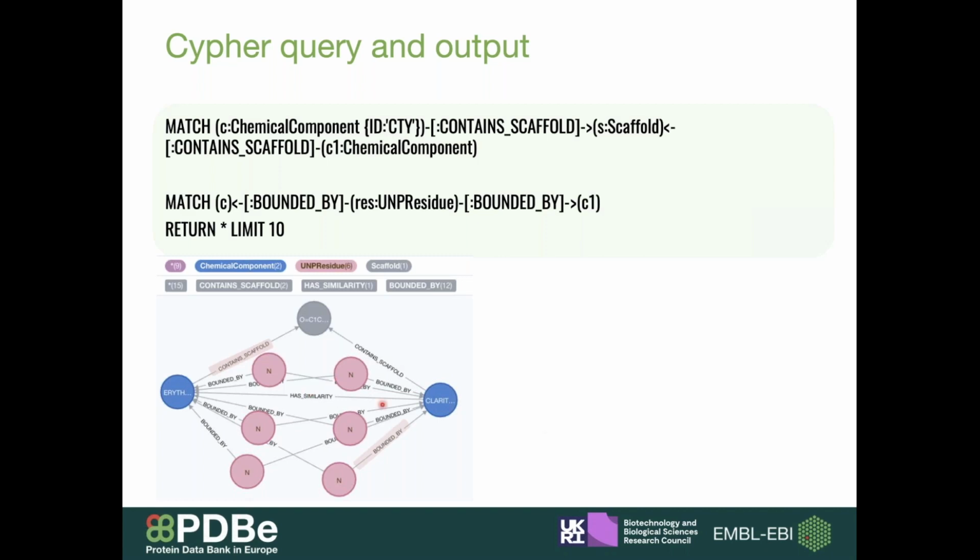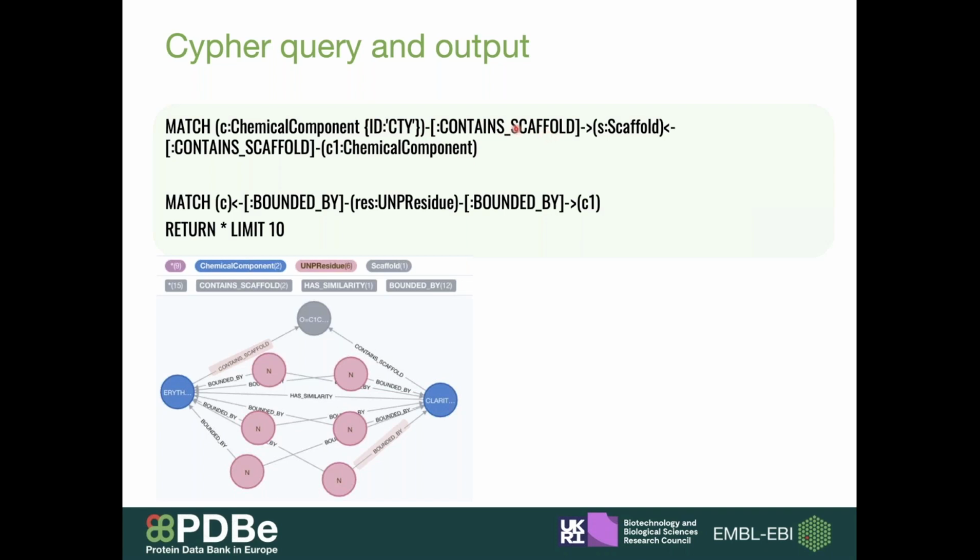So using the graph from the previous slide to get more understanding of the Cypher query, the first match clause is used to get the similar ligands having the same scaffold as clarithromycin. So we will start with the chemical component node, which is how the ligands are represented in PDBe Graph Database. We'll start with this chemical component node of clarithromycin to get the scaffold using the contained scaffold relationship.